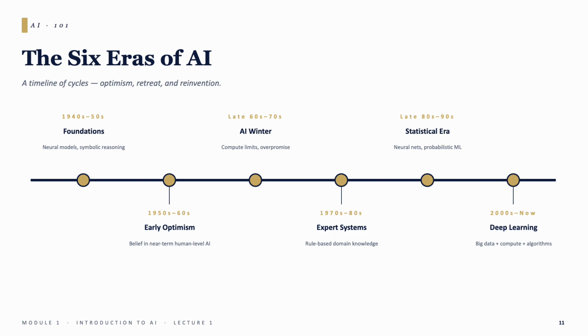The development of AI is similar to the growth of the internet. There were periods of excitement, setbacks, and breakthroughs before it became an essential part of everyday life.